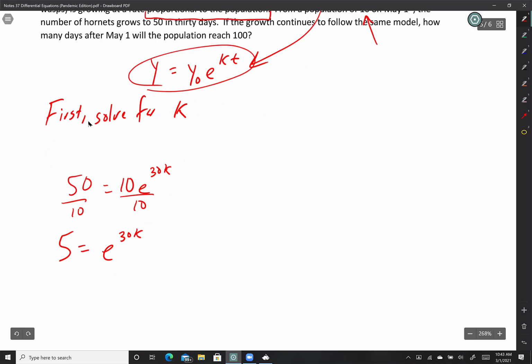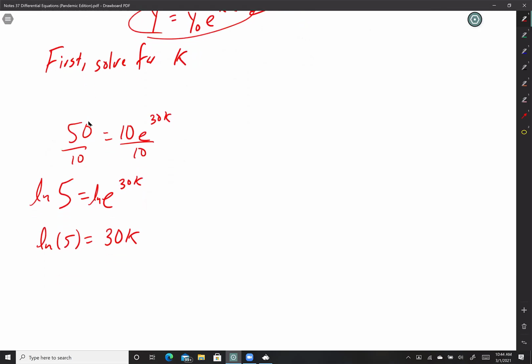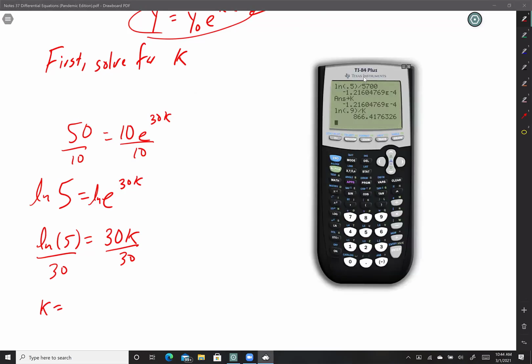Next, I'm solving for k. ln of 30k. Not ln DeGeneres, just ln, like natural log. Okay. I'm going to divide by 30. k equals, and let's see what this number is. I'm going to store it to the calculator, by the way. Don't bother trying to write this, don't bother trying to memorize anything. Just let the calculator do the work. So here's my calculator, and I'm just going to do ln of 5 divided by 30.